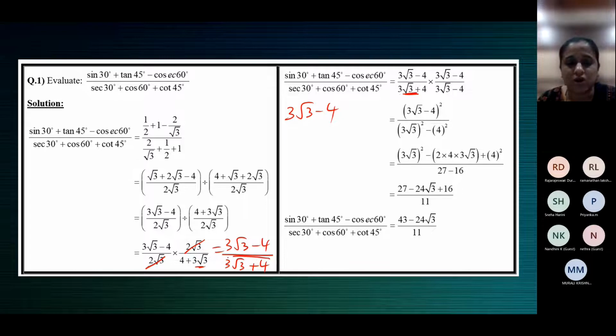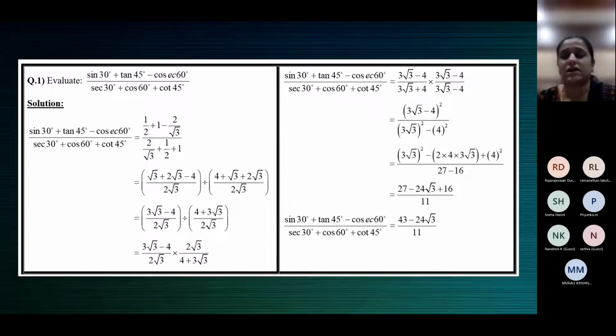But we observe that the denominator is irrational. So we proceed to rationalize it. The conjugate of the denominator is 3 root 3 minus 4 because it's plus here. So we multiply and divide by 3 root 3 minus 4. And then you know how to proceed. The numerator in both the places is like a minus b into a minus b. 3 root 3 minus 4 into 3 root 3 minus 4. So it's 3 root 3 minus 4 to the whole square.